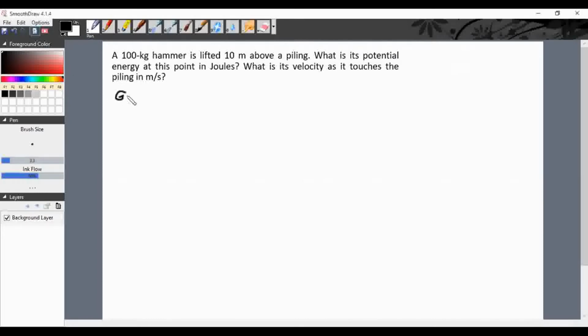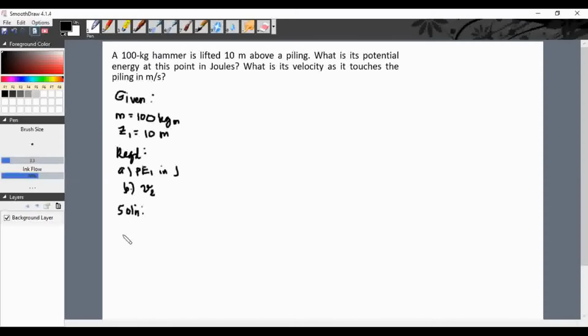So, given from the problem, we have a mass of 100 kilograms, and of course, the elevation at point 1, that is 10 meters. Required: letter A, the potential energy at point 1 in joules, and letter B, the velocity at point 2. So, let's illustrate the problem.